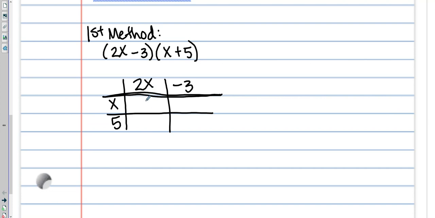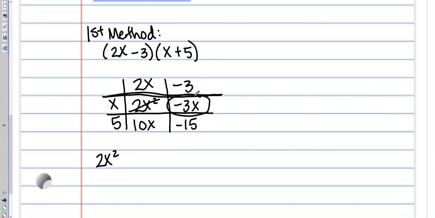And what I'm going to do is multiply each box. So this box right here would be 2x times x, which gives us 2x squared. Here, negative 3 times x, which is negative 3x. 2x times 5 is 10x. And then negative 3 times 5 is negative 15. So all of these right here, I'm going to rewrite it. The one with the biggest degree is right here. So I have 2x squared.